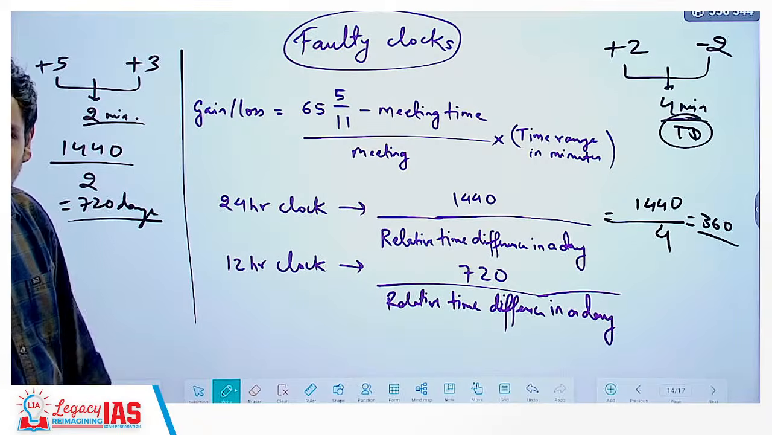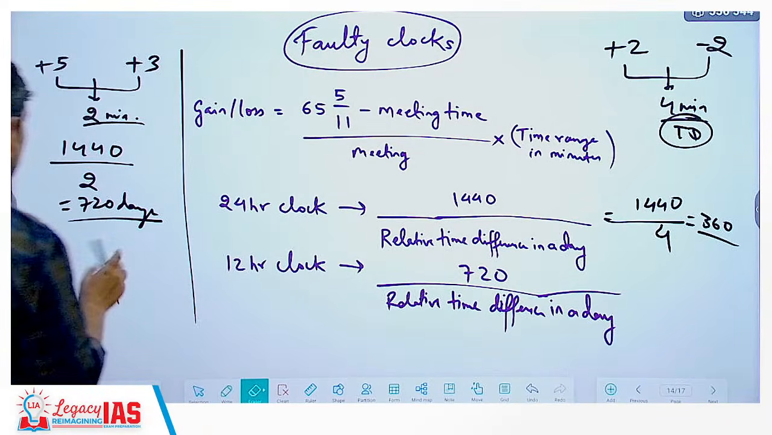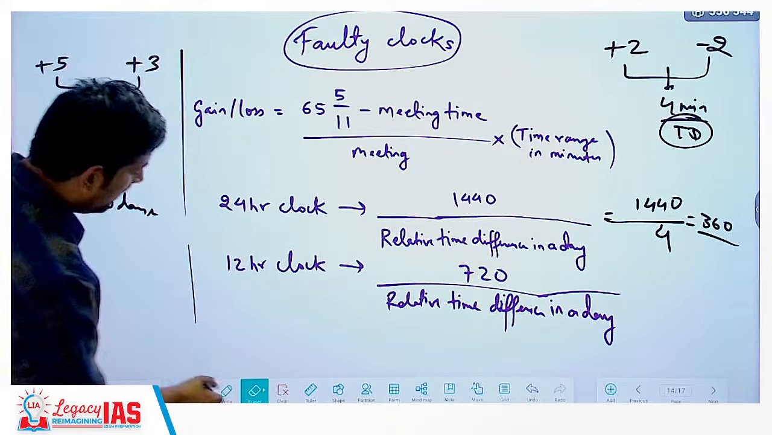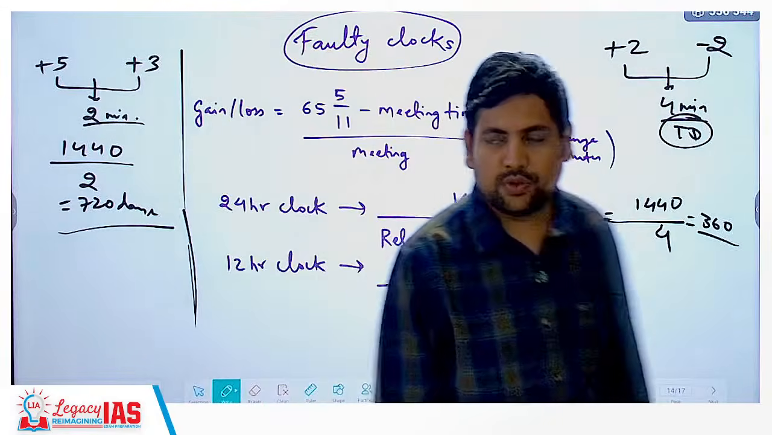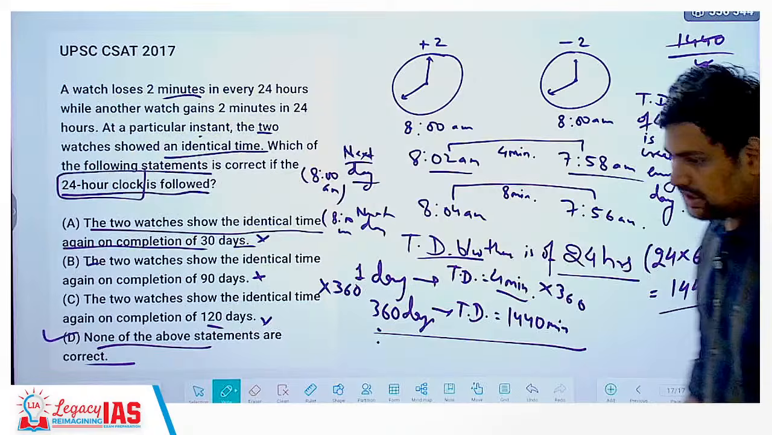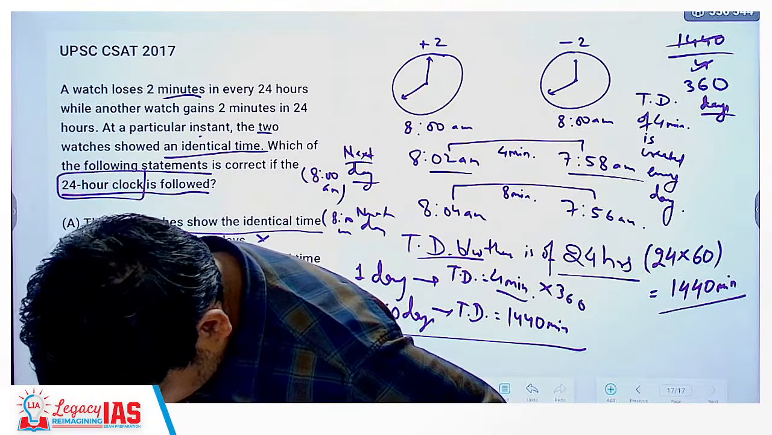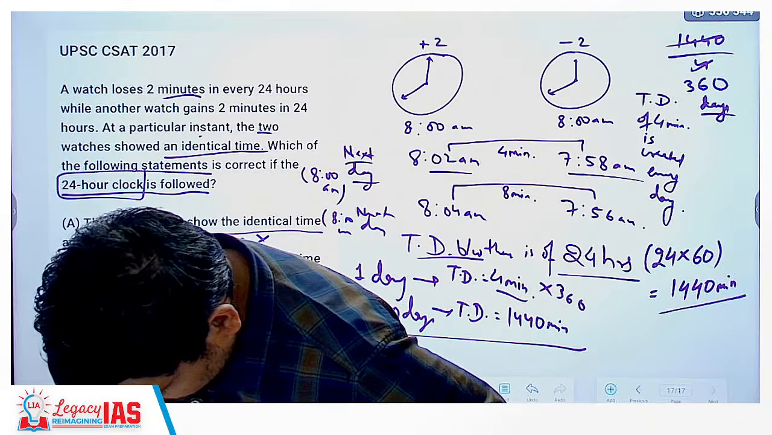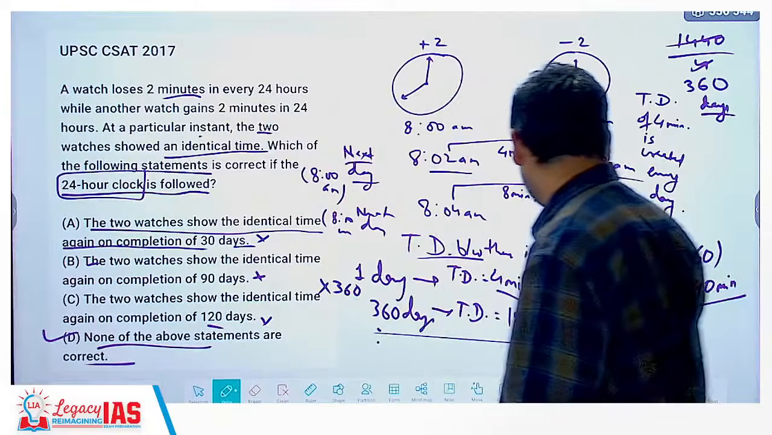Okay, understood? So this is how it works. Simply you have to take different cases and find it out. For 12 hours 720, for this 1440. This is it for the chapter of clocks. Yes, Anurag, that is why the answer was D.